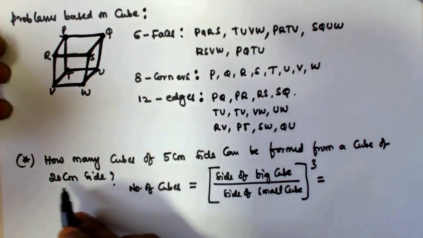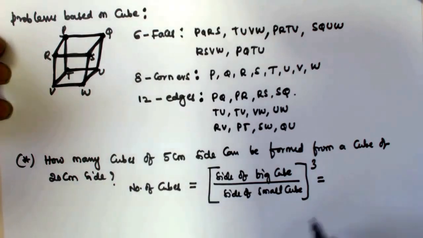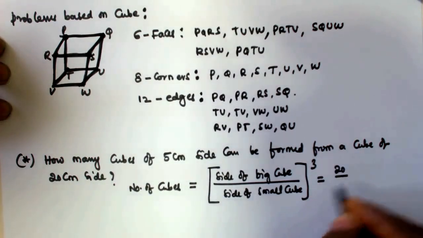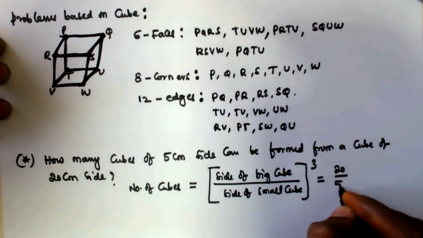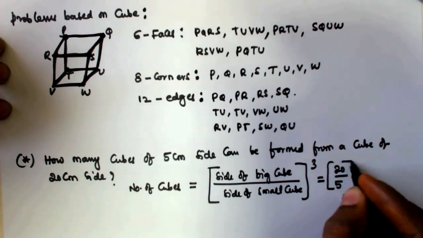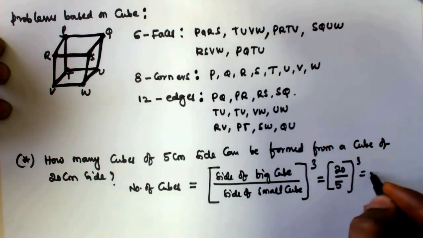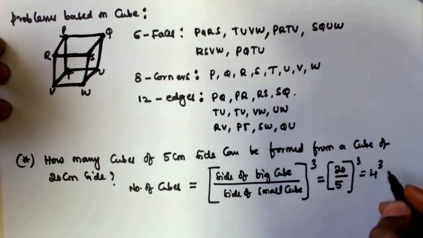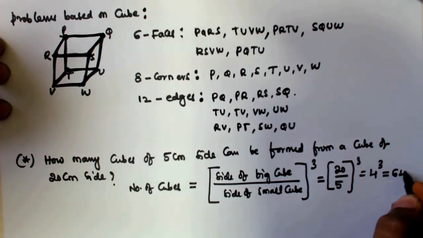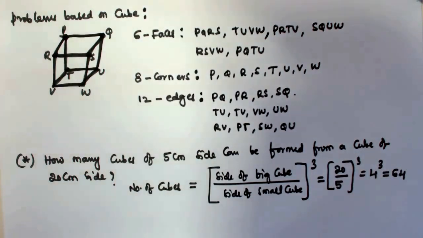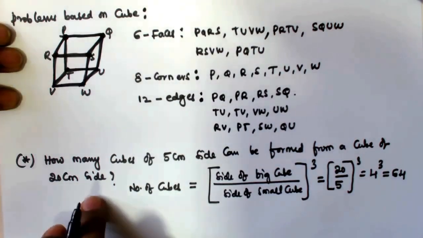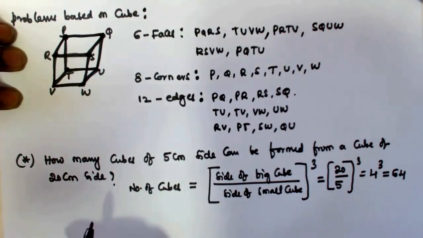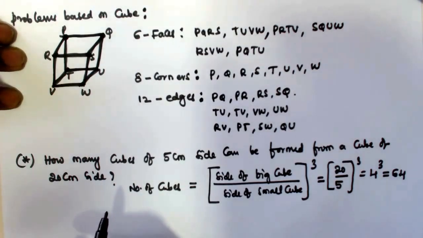In the given problem, what is the size of the big cube? The size of the big cube is 20 centimeter. And what is the side of the small cube? That is 5. So (20/5) to the power of 3 is equal to 4 cubed. 4 cubed is 64. So that means 64 cubes of 5 centimeter side can be formed from a cube of 20 centimeter side.